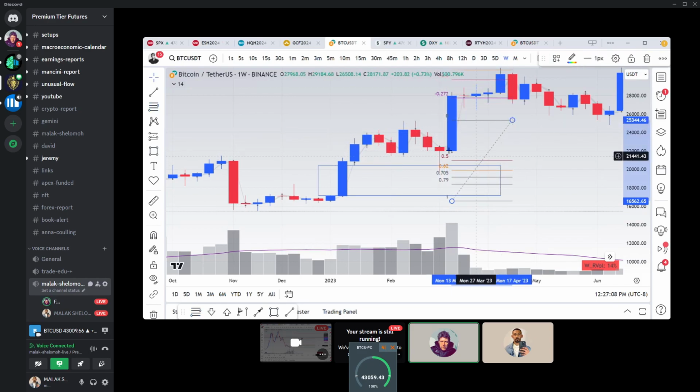The golden zone is a 62% pullback, and the way I trade it, my first target is going to be the 1.272 extension. You can see that's exactly what happened. It went from 0.62, boom, 1.272. That's the first Fibonacci extension that price almost always hits.